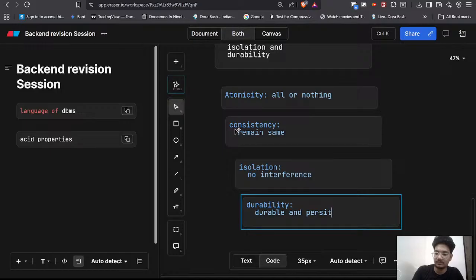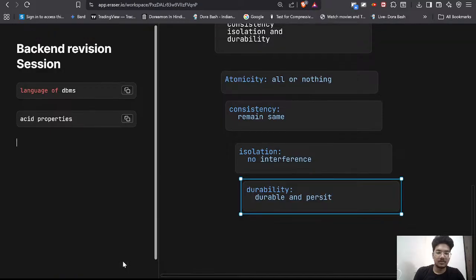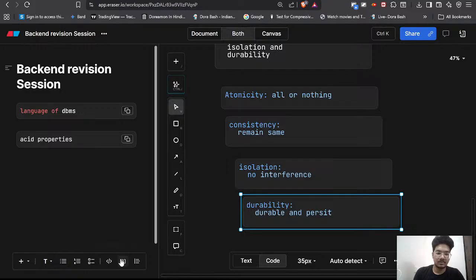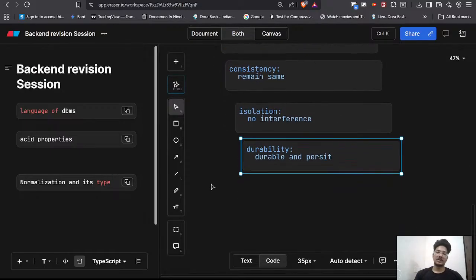Okay, we move forward to the third question: normalization and its types.